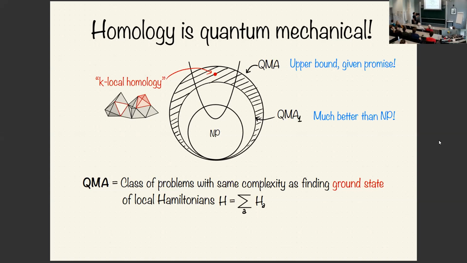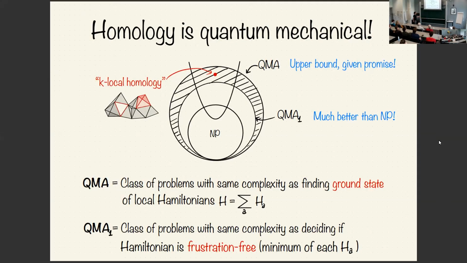QMA is a class of problems with the same complexity as finding ground states of local Hamiltonians. I'll give a more precise definition later, but for now, to make my point, this is the definition of QMA. It's all about finding the ground state. It's about approximating the ground state energy. Yes, it's actually a much simpler problem, also one that you can state classically. Approximating the lowest eigenvalue of a local Hamiltonian, or deciding if it's above or below a certain threshold.